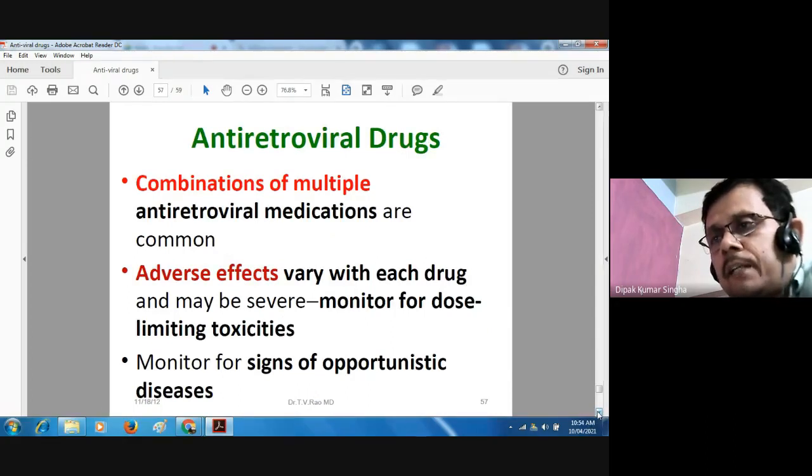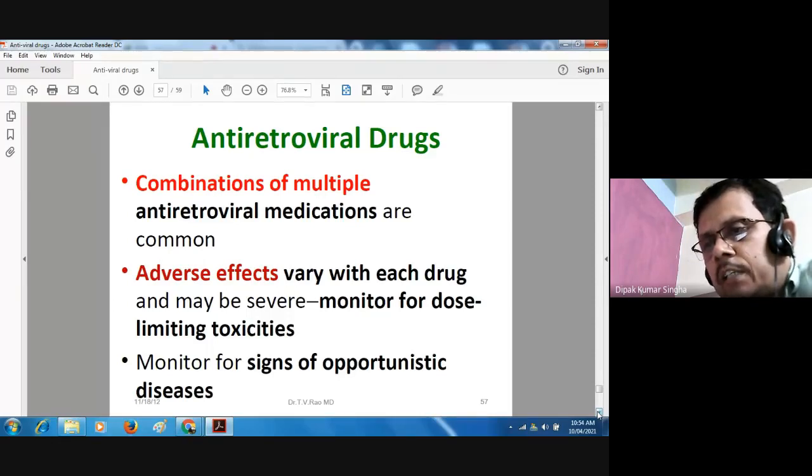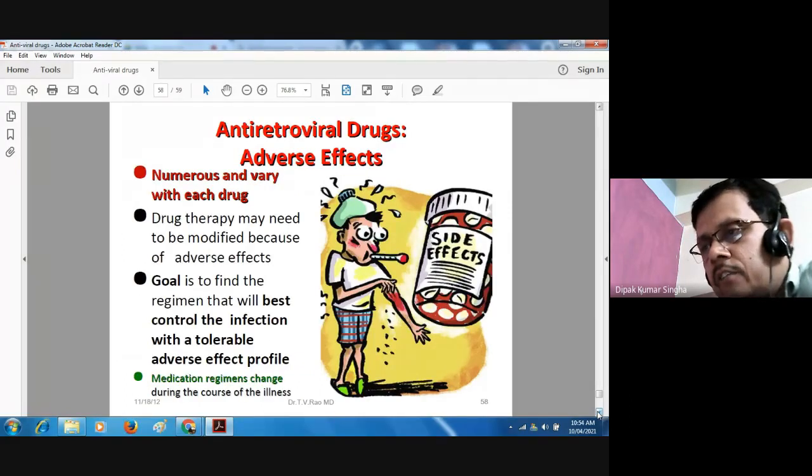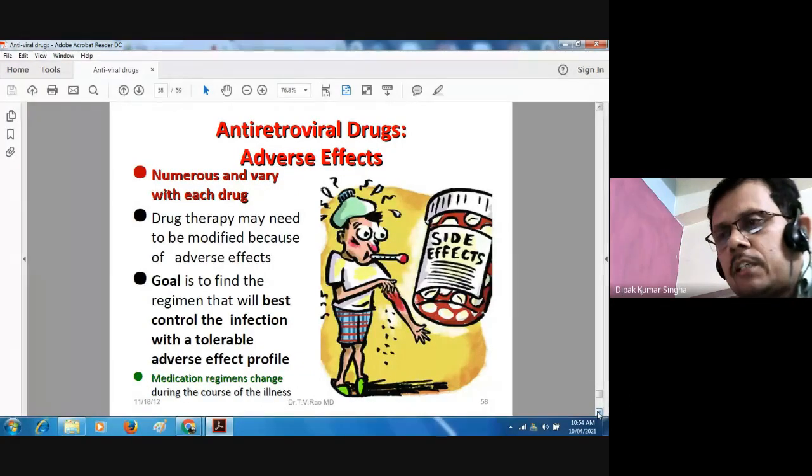Antiretroviral drugs are used in combination of multiple drugs. Antiretroviral medications are common and adverse effects vary with each, so monitor the dose and limit toxicity, and monitor for signs of opportunistic disease. Sometimes diseases grow due to the use of some drugs, which is called drug induced, and sometimes it is called opportunistic.